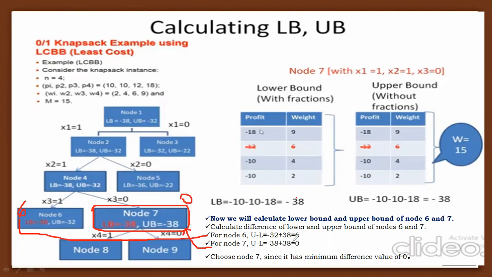Which one is minimum? Node 7's value is minimum. Hence, you need to expand the tree for node 7, on the right side only. So choose node 7. You can select node 7 for expanding the tree because it has produced the minimum difference value, that is 0.